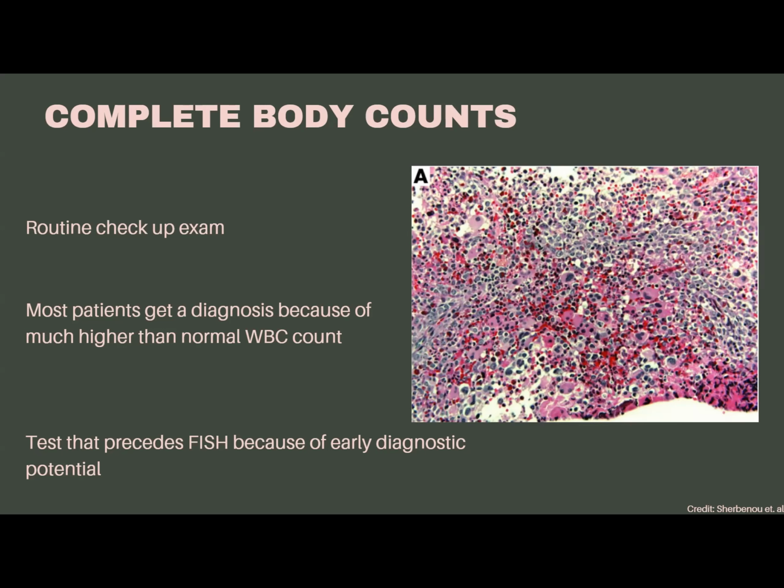And that is an image from the paper that they covered. And so this test is the test that precedes FISH, because you go in for a routine checkup, you get a whole bunch of different exams done. One of them is a full blood count. All of a sudden you have 100, 200,000 white blood cell counts. And they're like, oh, this is not good. And then they schedule you for a different type of test.